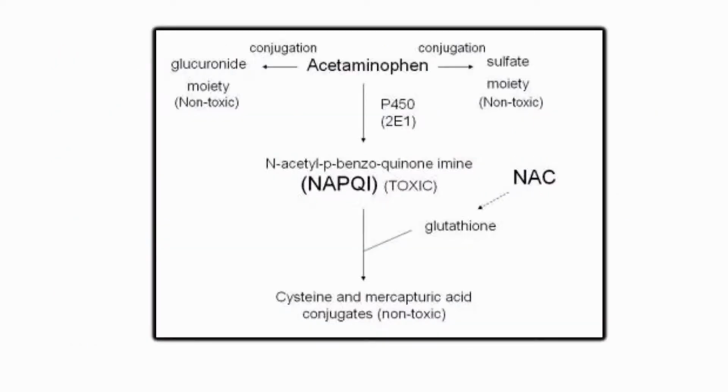So here is a diagrammatic representation. You have the two major pathways. Then you have the cytochrome P450 2E1 pathway that results in NAPQI, which is a toxic metabolite. And later we'll see that you can use NAC, which is N-acetylcysteine, as an antidote to reverse the situation.